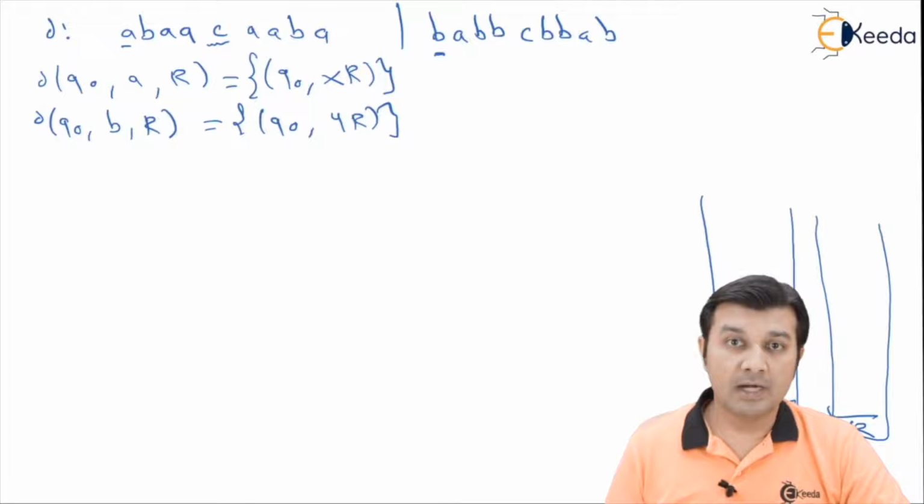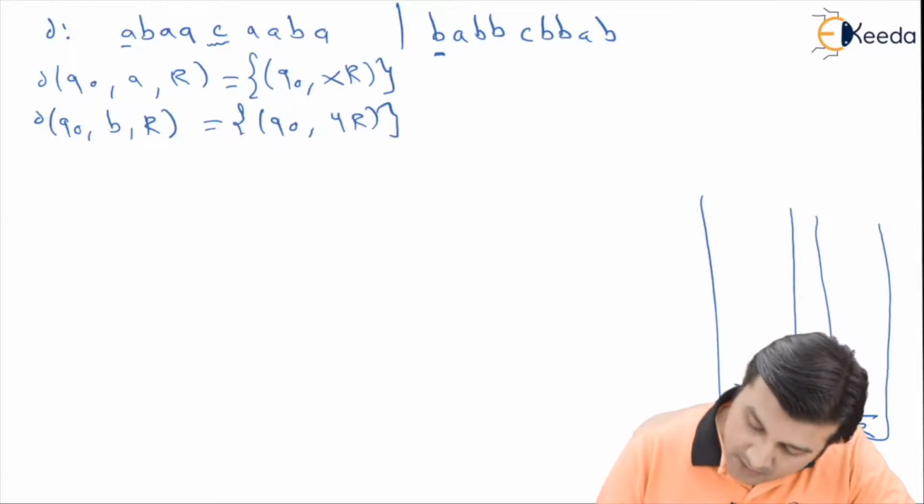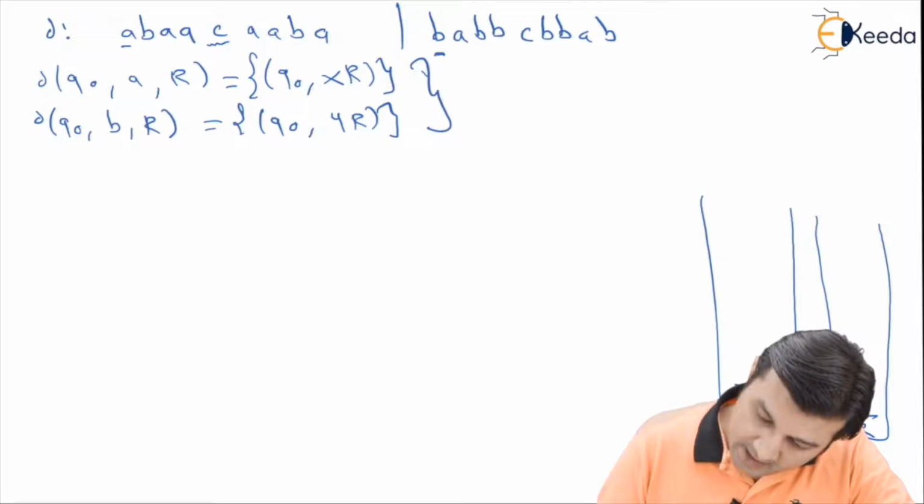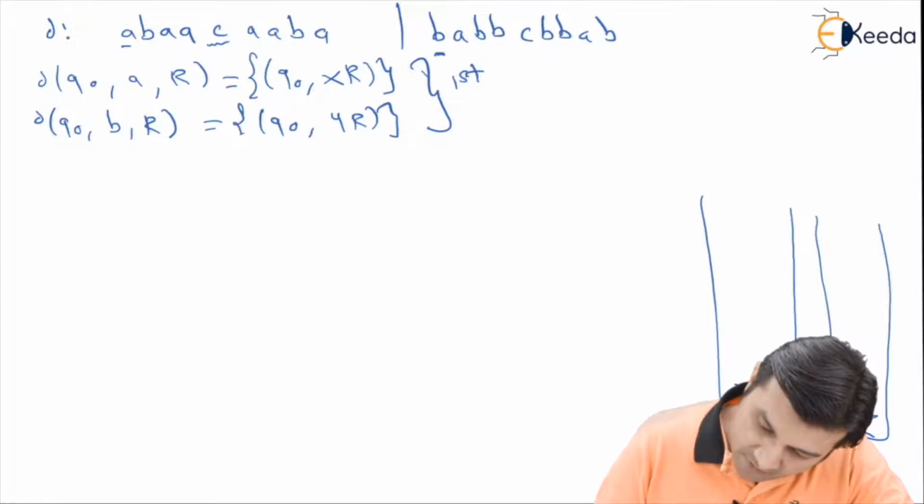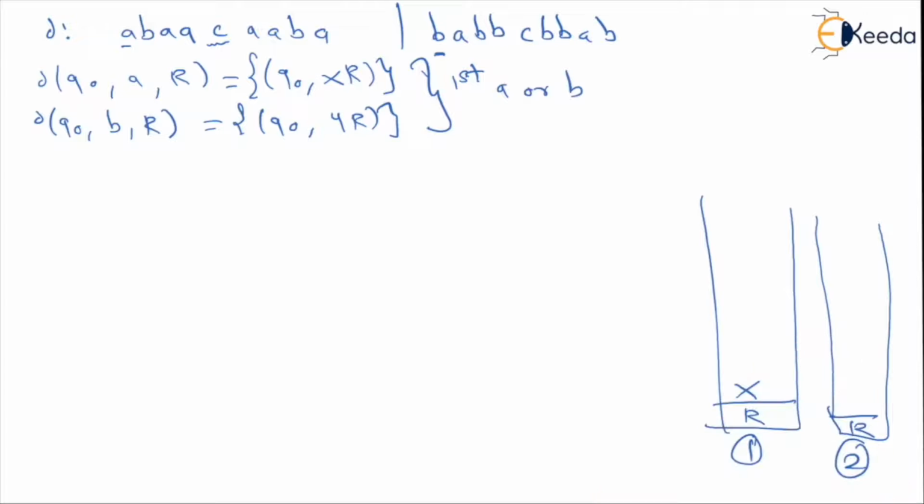And over this R, you are expected to push a Y. Right? So now this entire thing I can say is for the first A or B, whatever is received, these two lines are going to take care of that. Let's go ahead.